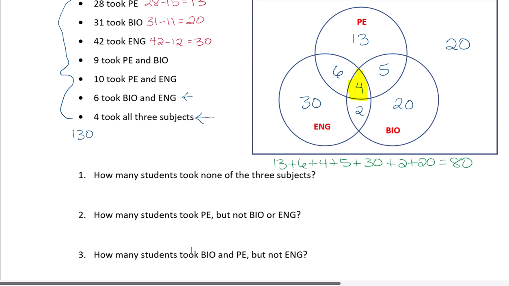How many students took none of the 3 subjects? That would be the 20 outside the circles. How many students took PE but not biology or English? That's the 13 that's in PE but not in any of the overlapping circles. And how many students took biology and PE but not English? That one may be a little bit harder to see, but we want where biology and PE overlap but excludes English. So we have 5.